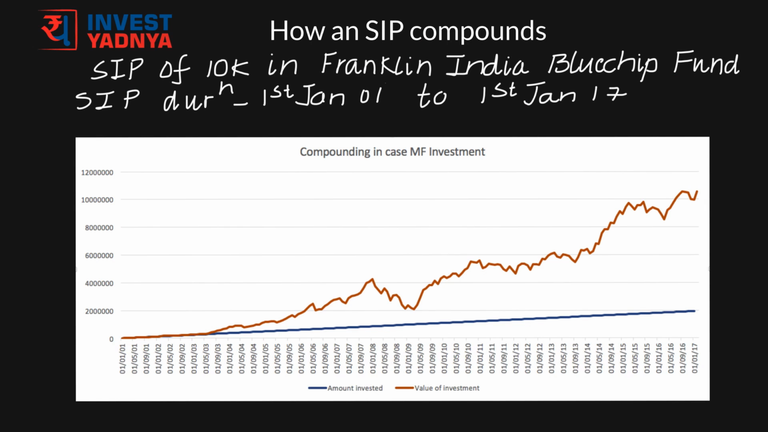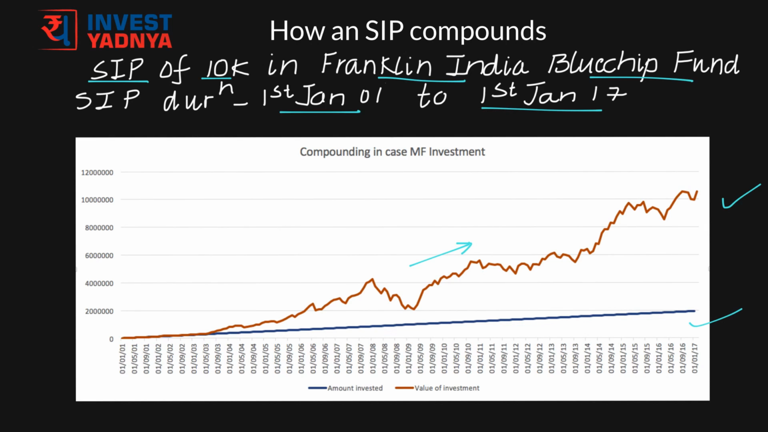Now what you see in front of you is the value of investment of a 10,000 rupees SIP in Franklin India Blue Chip Fund, which is a large cap fund, from 1st of January 2001 to 1st of January 2017. Similar to the recurring deposit graph, the blue line here indicates the amount invested and the brown line here indicates the value of your investment into this particular fund. As you can see, the brown line here is not as linear as you could see in case of a recurring deposit. In case of recurring deposit, the interest was fixed, but here the returns are market linked.